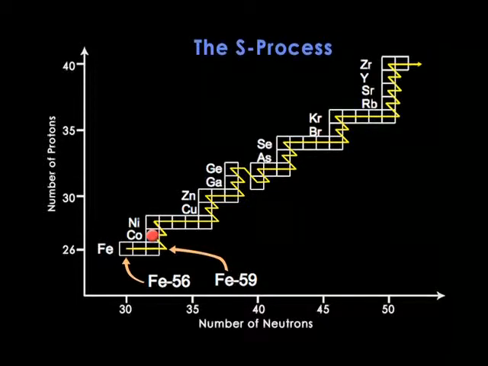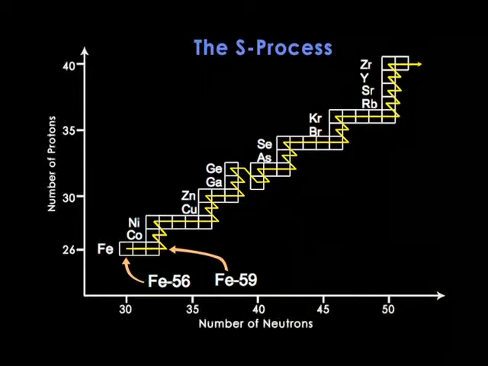The process continues. Adding a neutron to cobalt 59 makes cobalt 60, which in turn decays to nickel 60. So do you see what's going on? By steadily adding neutrons, we can sneak up the sequence following this zigzag path, making unstable nuclei, which then decay by neutron conversion into protons.